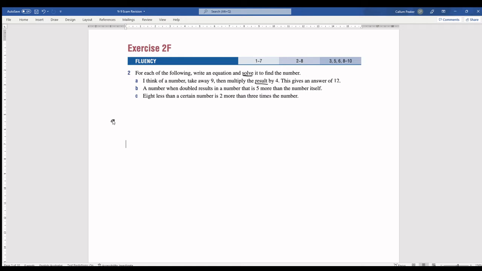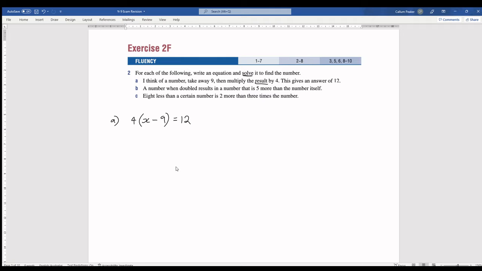So let's start and we'll look at exercise 2A, so exercise 2, for each of the following, write an equation and solve it to find the number. So let's start with A. I think of a number, so first step is always to define your variable. So I think of a number, let's call that x, and then I take away 9, so I'm just going to subtract 9 from that number, and then multiply the result by 4. Now you see I've underlined result here, so we are multiplying this entire thing that we have by 4. That is our result. So I put that in brackets and I multiply all of that by 4, and the question tells me that this gives an answer of 12.